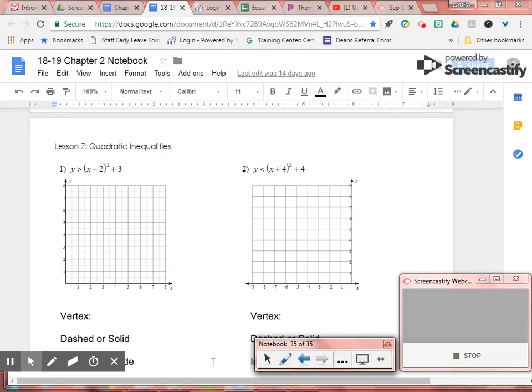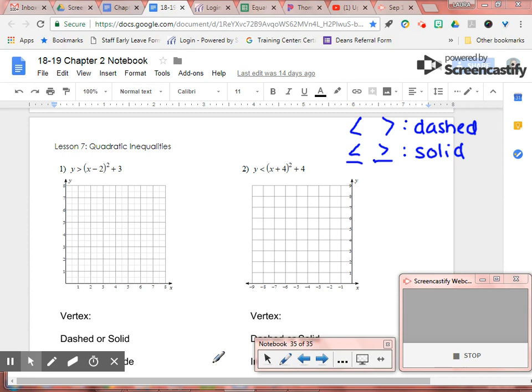Quadratic inequalities are the same as graphing quadratics, except this time we're shading either above, below, or dashed or solid. So things to note: if you have one of these two, it's going to be dashed. And if you have these, then it's going to be solid. How do you know that? Well, I would remember it because the line underneath it is going to tell you that it's solid.